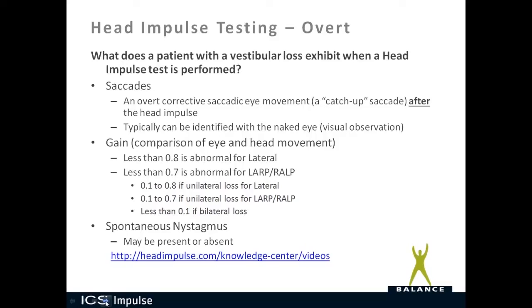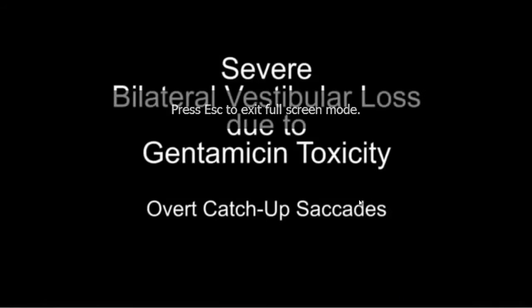Now 0.1 to 0.8 for lateral and 0.1 to 0.7 for LARP and RALP is typical of a unilateral loss. With a bilateral loss, typically the gain will be less than 0.1 for both the right and the left side. And spontaneous nystagmus may be present or absent. So to understand the overt catch-up saccades, we're going to look at a video here on headimpulse.com.